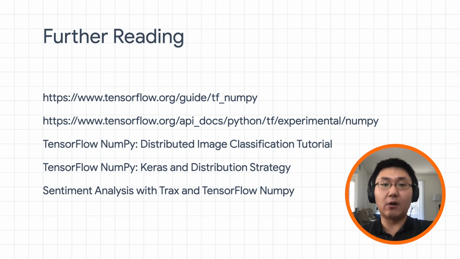We also have some colabs. So we have one colab that uses a simple multi-layer model to train image classification on MNIST. But it is a distributed training example. It uses multiple GPUs. We also have a colab that shows you how you can use TF NumPy along with Keras and distribution strategy together. Also, there is a Trax colab that shows how you can use Trax, but with the TF NumPy backend.